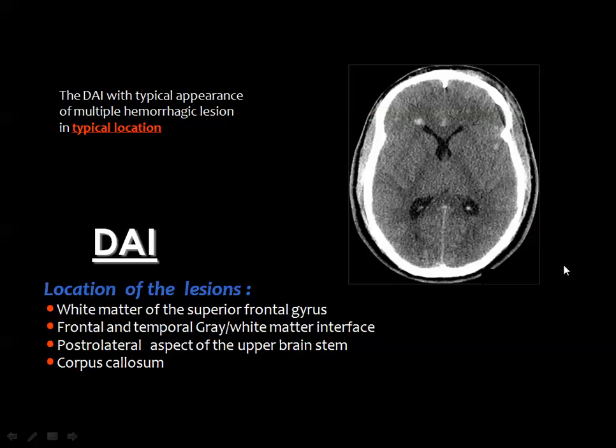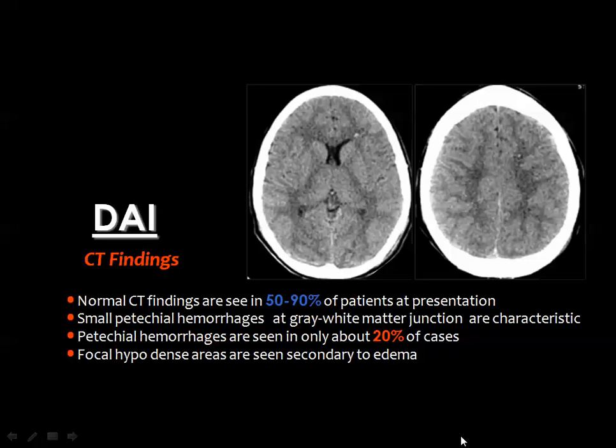Whenever you see a patient with history of trauma and you see these petechiae or minute foci of hemorrhage, you know that this is acute diffuse axonal injury. The typical locations for these petechial hemorrhages are the white matter of the superior frontal gyrus here, and the frontal and the temporal gray-white matter interface in these areas, and above, the posterolateral aspect of the upper brain stem, and the region of the corpus callosum. These are the typical locations.